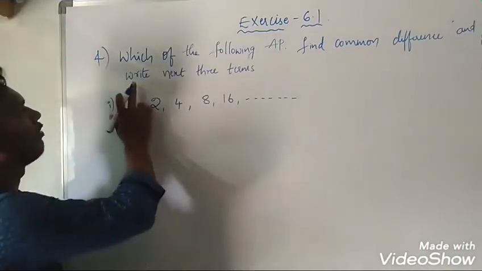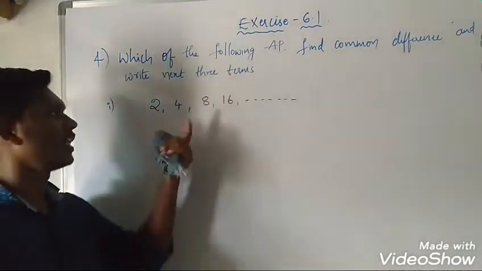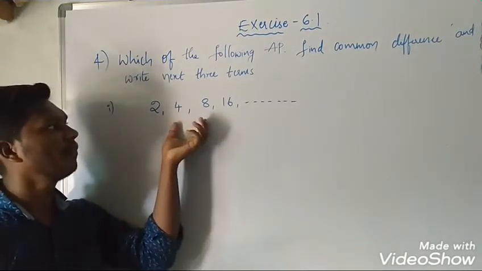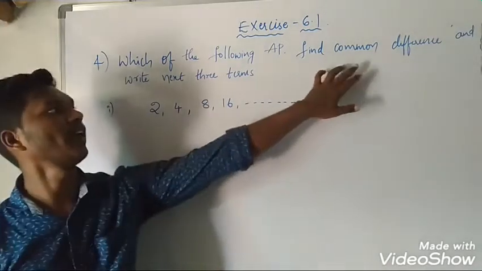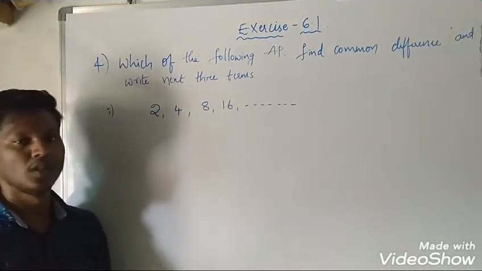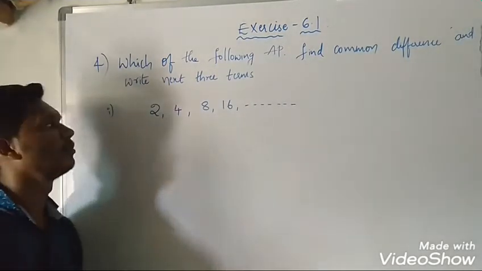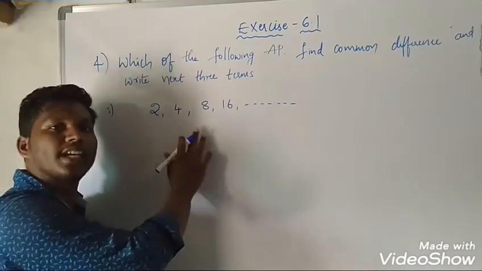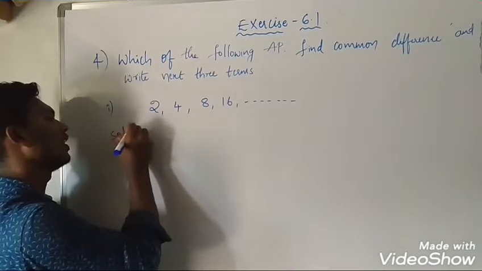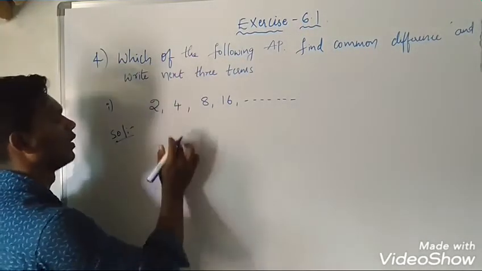Okay friends, now let me move on to question number 4. Which of the following are AP? It's asking us to find whether the given numbers are in AP or not. If they are in AP, our target is to find the common difference and also write the next 3 terms. Only if they are in AP, we must find the common difference and write the next 3 terms. How to check whether the given numbers are in AP or not? When the common difference is the same, then they are in AP, right? If the common difference is not the same, it is not in AP.